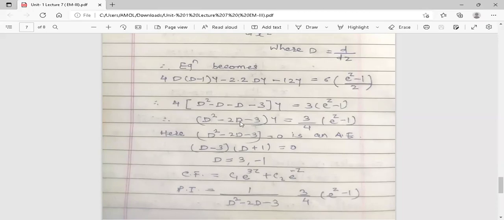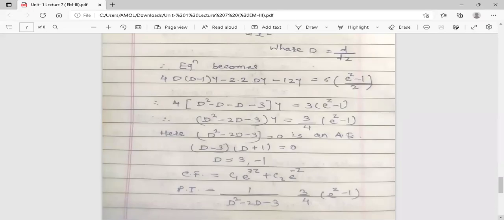It is in the form of phi of D into y is equal to f of z. So you state which is LDE, and here the auxiliary equation is D square minus 2D minus 3 is equal to 0. This auxiliary equation has degree 2, so you find out the factors. The factors are (D minus 3)(D plus 1) is equal to 0, because minus 3 plus 1, addition is minus 2, and multiplication is minus 3. So D is equal to 3 and minus 1.